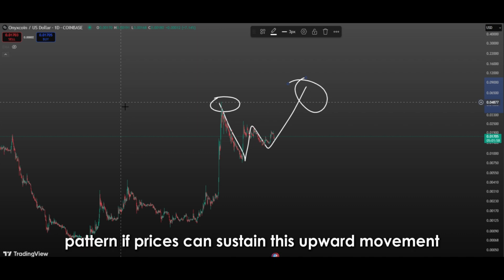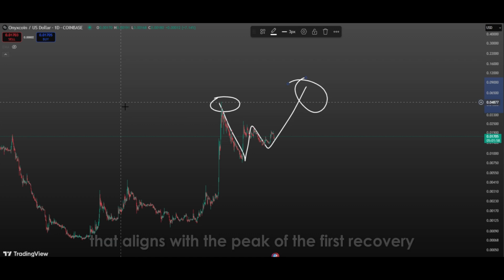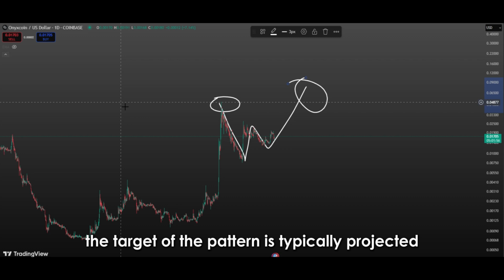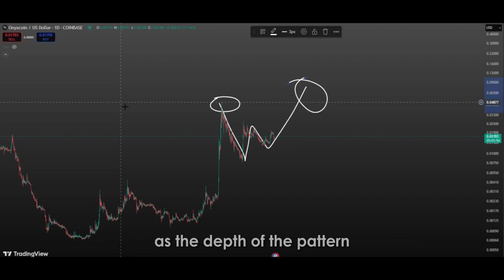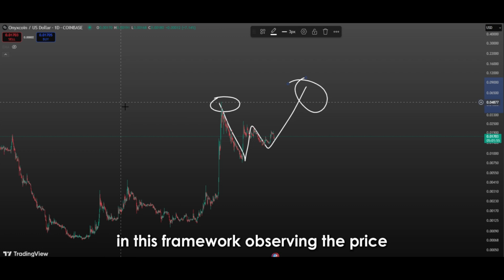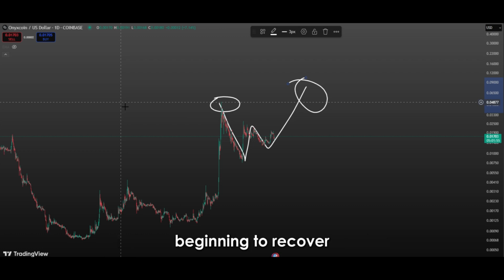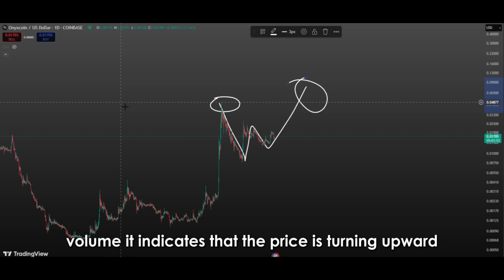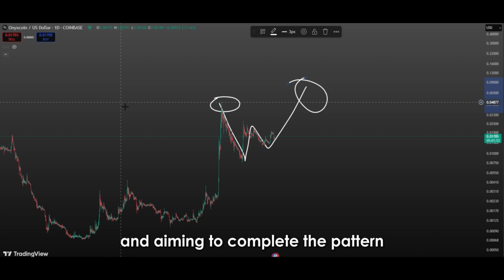If prices can sustain this upward movement and break through the resistance that aligns with the peak of the first recovery, known as the neckline in technical analysis, the target of the pattern is typically projected to be as far above the breakout point as the depth of the pattern. In this framework, observing the price beginning to recover from the second bottom of the pattern is an extremely positive sign. Especially if this reaction is accompanied by strong and decisive volume, it indicates that the price is turning upward and aiming to complete the pattern.